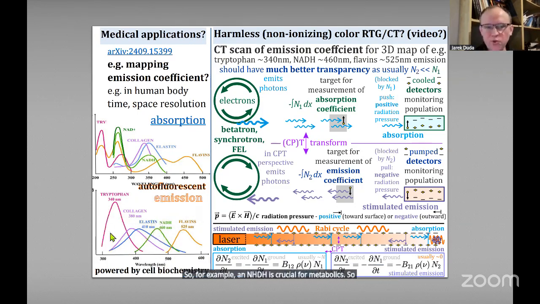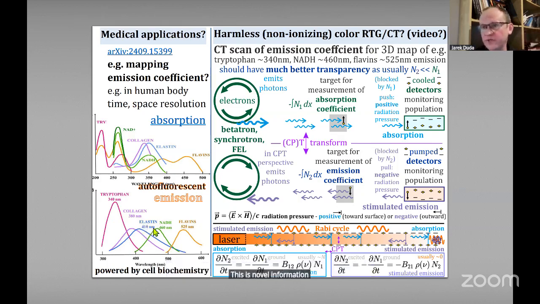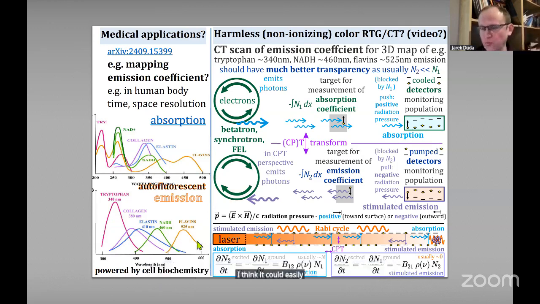So we could make this kind of scan for various wavelengths, getting two or three-dimensional maps of these molecules. So this is novel information. This is complementary information to standard scans, non-ionizing. So you could do it without nearly any damage to the body. Also, you could make it multispectral, use multiple colors at once. So I think it could easily find some tumor or metabolic problems.